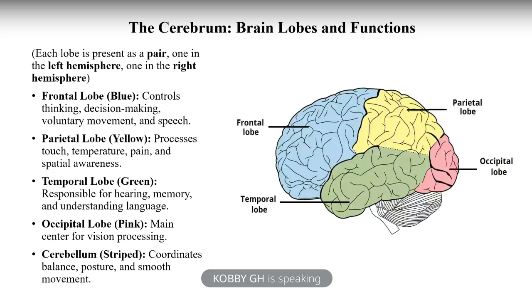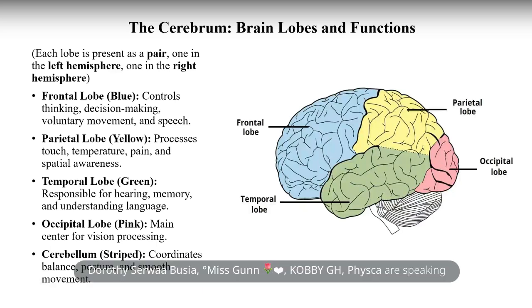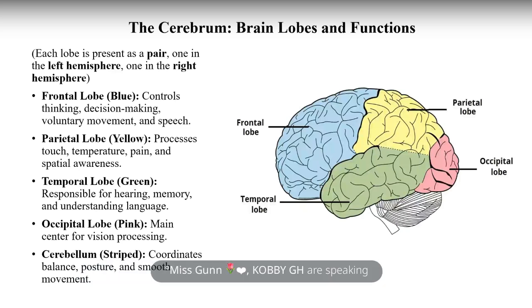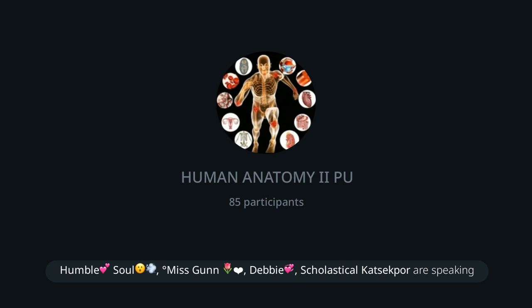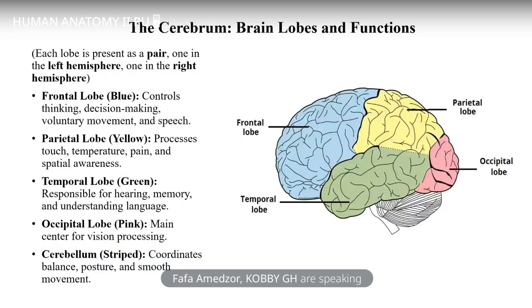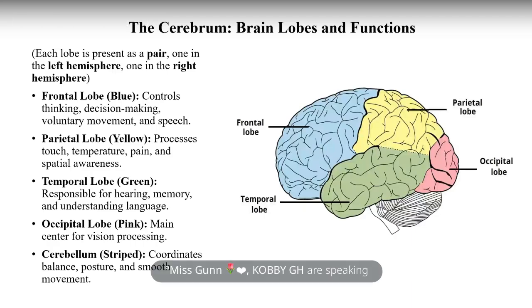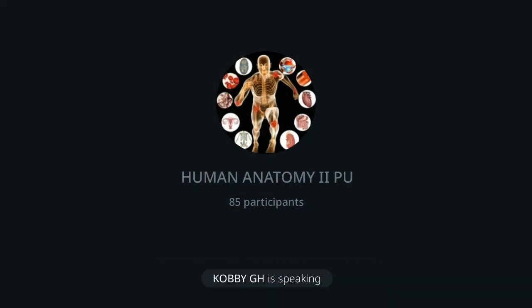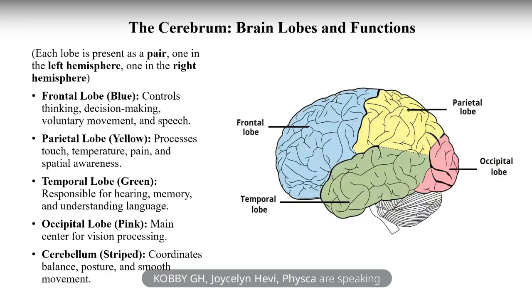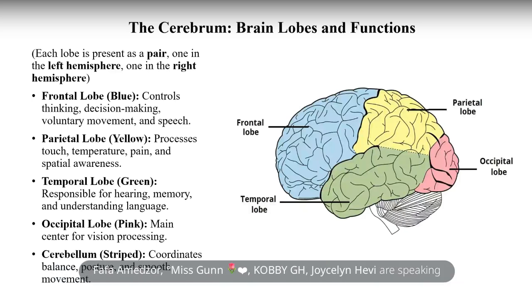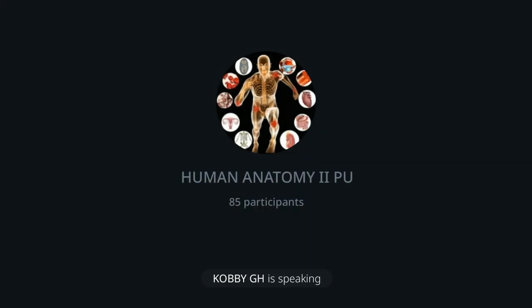Okay, so we can ask you, which part of the cerebrum is responsible for visual processing? What would be your answer? Occipital lobe. Good. Which part of the cerebrum is responsible for touch sensation, temperature, and pain? Parietal lobe. Which part of the brain is responsible for language understanding, memory, and hearing? Temporal. Is that okay? The temporal lobe.